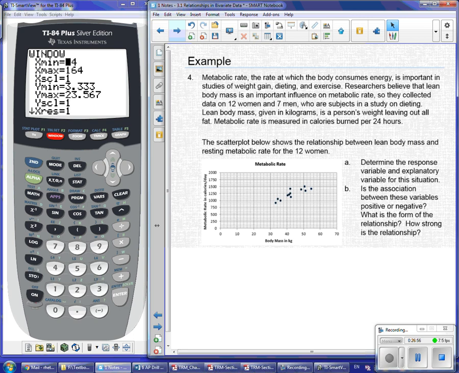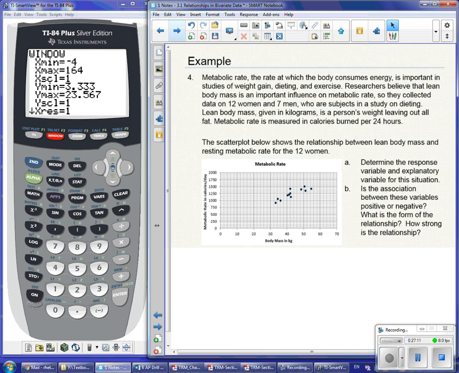So here's another example. In number 4, it says metabolic rate, the rate at which the body consumes energy, is an important study in the study of weight gain, dieting, and exercise. Researchers believe that lean body mass is an important influence on the metabolic rate, so they collected data on 12 women and 7 men who were subjects in a study on dieting.